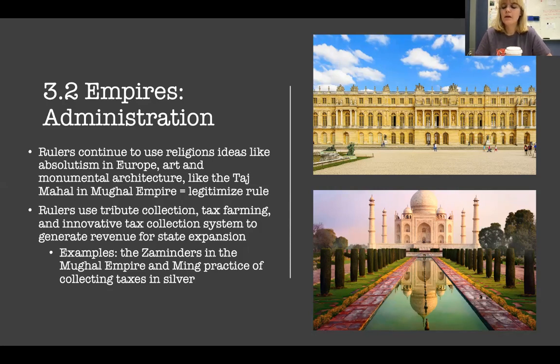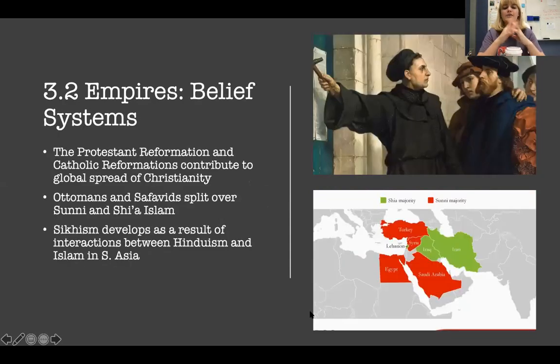Some examples are the Zamindars in the Mughal Empire, as well as the Ming practice of collecting taxes in silver. Where does that silver come from? It comes from the Spanish. All right, everything is connected in period 2. All right, guys, we are almost done.